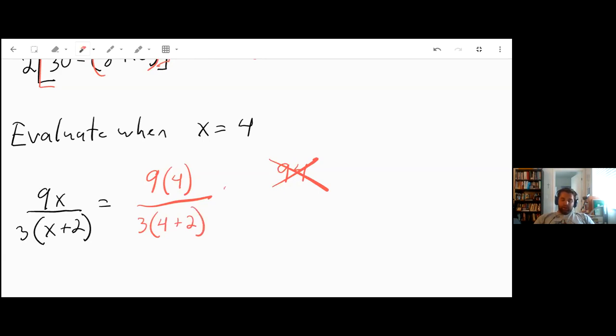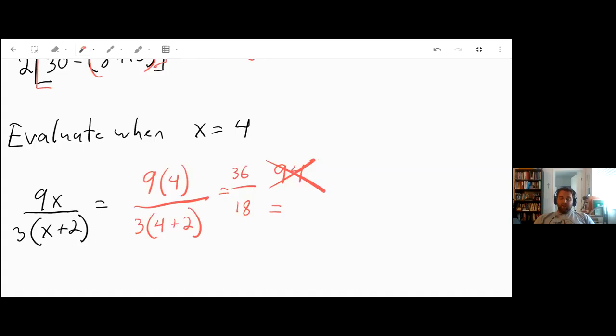Well, 9 times 4, that's 36. Order of operations has parentheses first, so 4 plus 2 is 6, times 3 is 18, and then 36 divided by 18 is going to give us 2. So our answer here should be 2. Now let's try this on our graphing calculator just to finish things off and make sure that everything went the way it should.